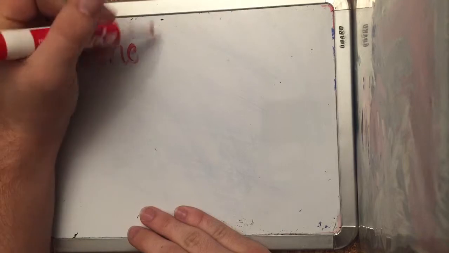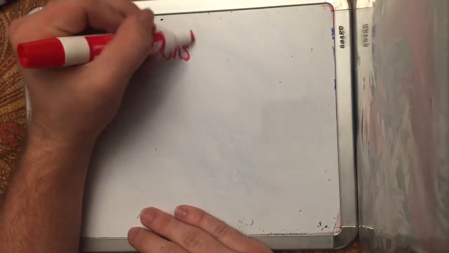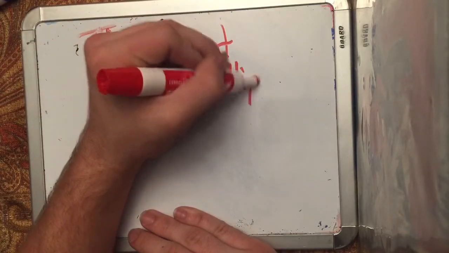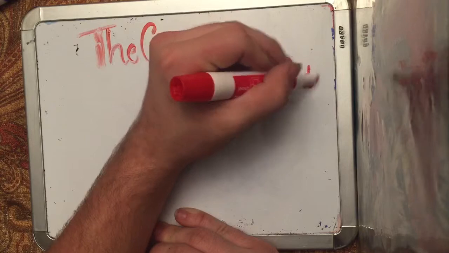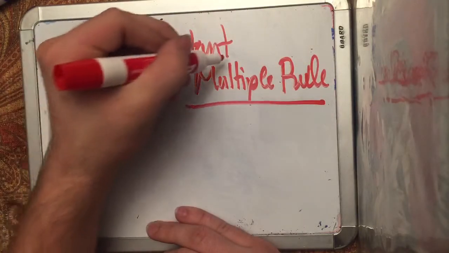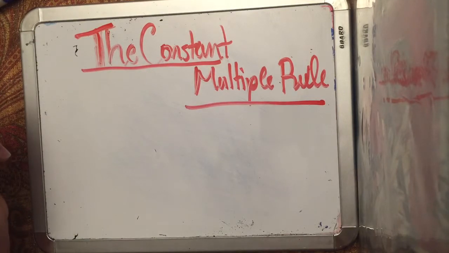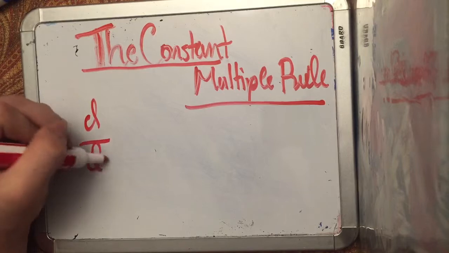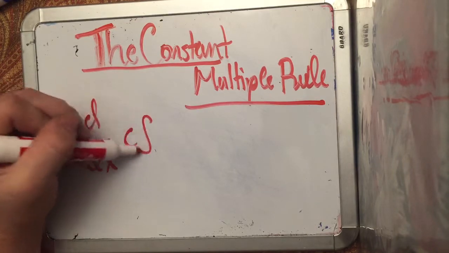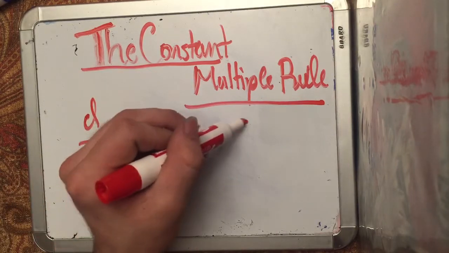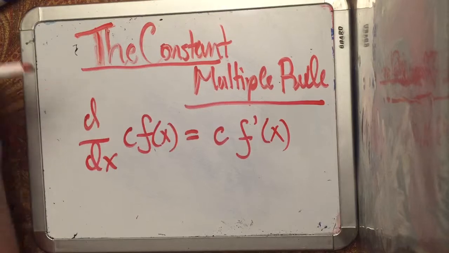So the next rule is the constant multiple rule. And this is different from the constant rule in that this rule is pretty simple because it's an exception to the constant rule, because the multiplication of it, like the derivative of c times a function, is going to equal c times the derivative of that function.